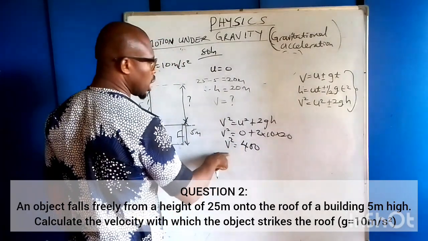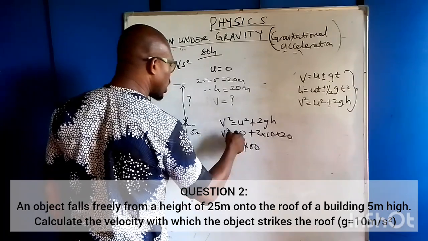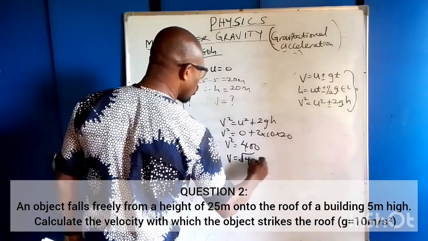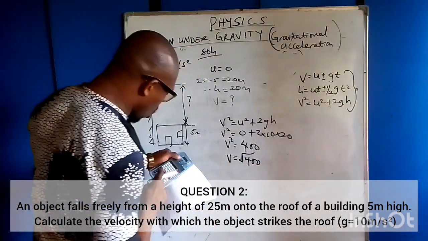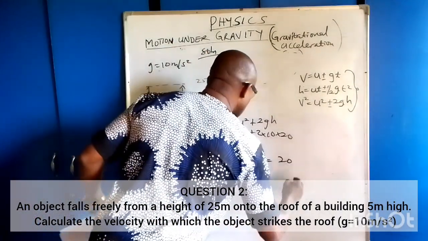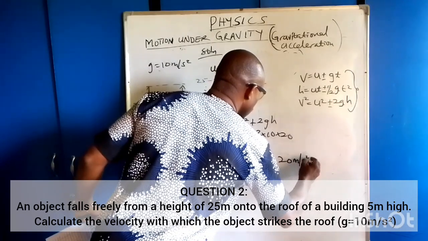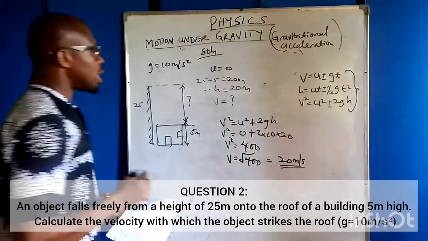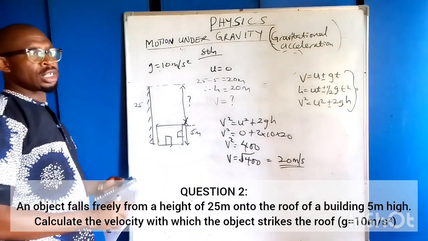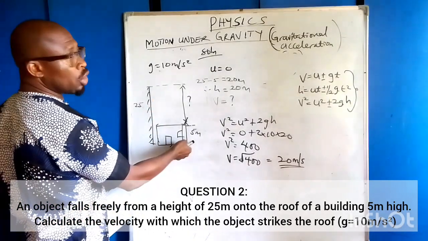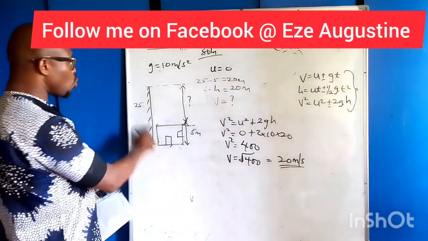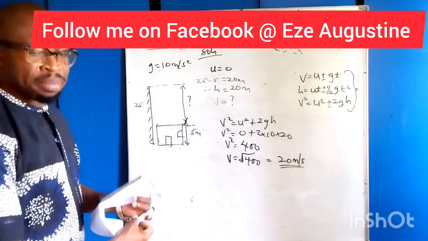Now we take the square root of both sides. The square on v goes, and we now have v is the square root of 400, which will give us 20 meters per second. So 20 meters per second is the speed with which the object hits the roof. Remember, it did not fall to the ground. Had it fallen from this place to the ground, then we would have used 25 meters.